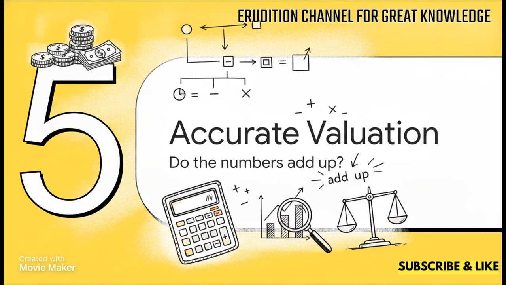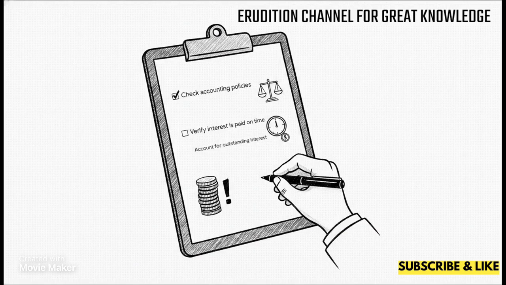All right, step 4, accurate valuation. Do the numbers actually add up? Now it's time for the math. The auditor checks whether the accounting policies and methods of recording the loan are appropriate and consistently applied. They verify that the interest payable has been paid right on due time and accounted for properly. And if there's any outstanding interest, you better believe the auditor is verifying that too.